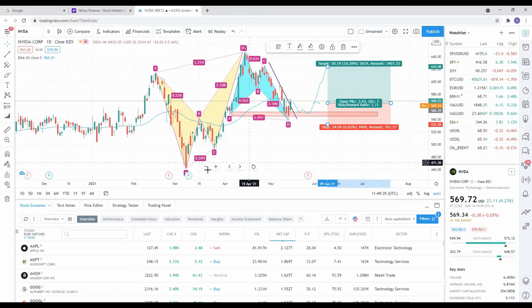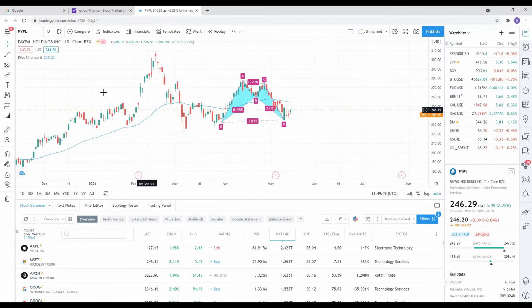Let me give you another example. This is another stock. This is a harmonic chart pattern appearing here. So you see this harmonic chart pattern appeared like an M.